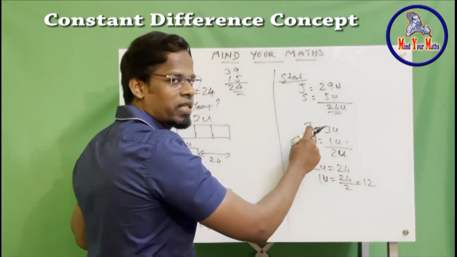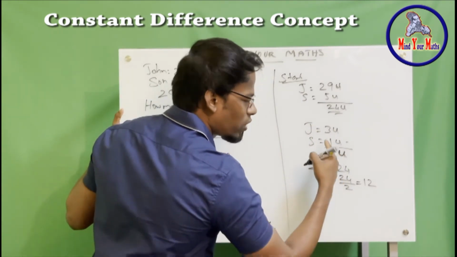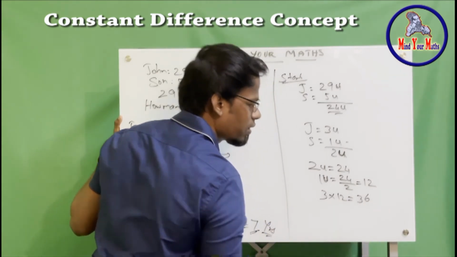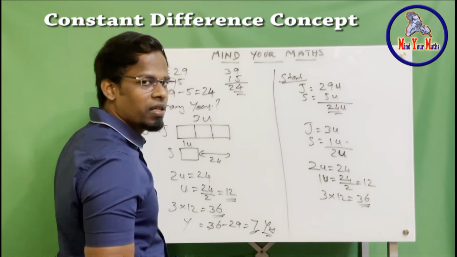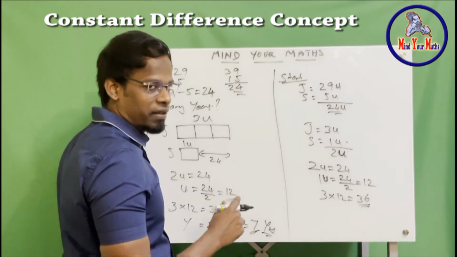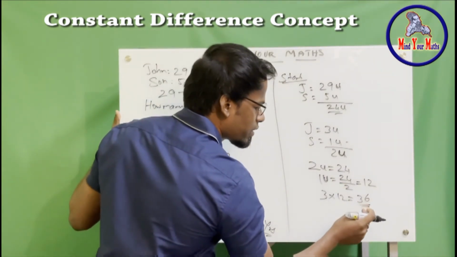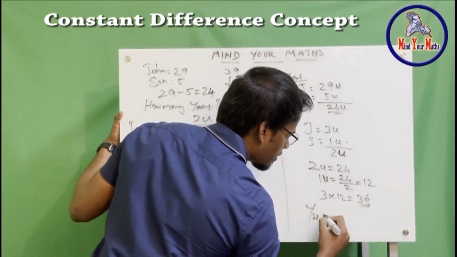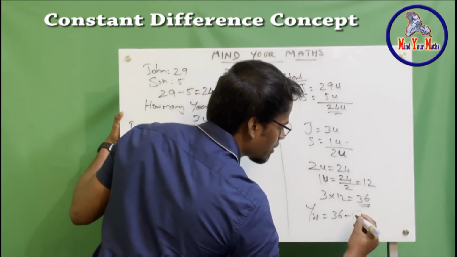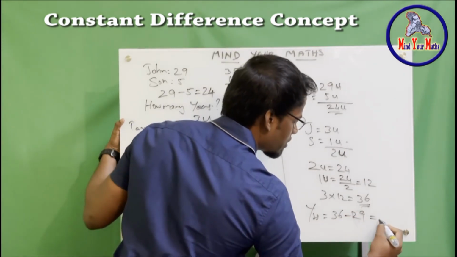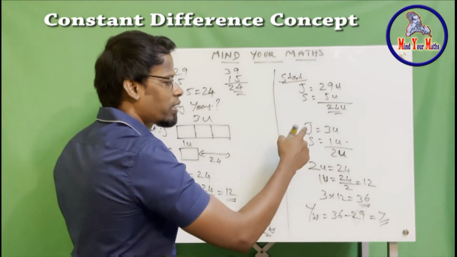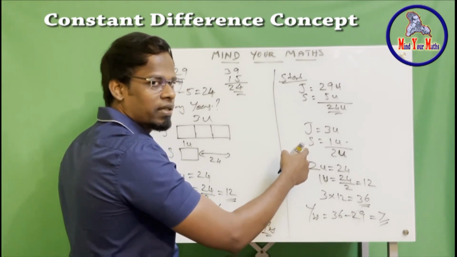Now we need to find John's age at the end, which is 3 units. So 3 times 12 is equal to 36. That is John's age at the end. But as per the problem, what do we need to find? In how many years. So the years equals 36 minus 29, which equals 7. So in 7 years' time, John is going to be 3 times as old as his son.